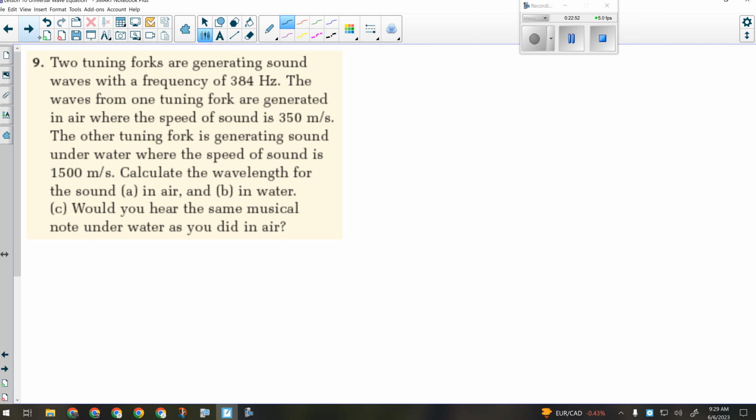They're going to have different wavelengths. The wavelength underwater is going to be way bigger, 5 times bigger, than it is in air. That's what's going to keep the frequency the same. Both tuning forks are emitting the same frequency. It doesn't matter whether it's in air or underwater. The frequency is going to be 384 hertz.